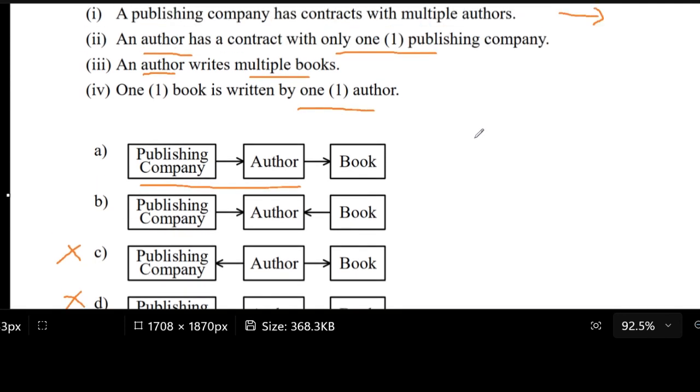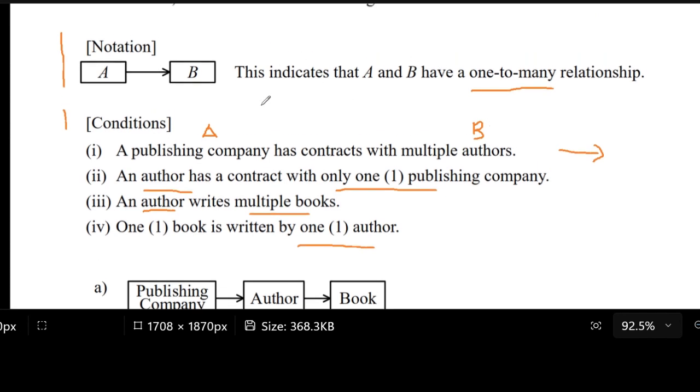Next thing we need to look into is based on the conditions. Number 2 condition saying that an author has a contract with only one publishing company. So I think this one is still okay. Publishing company, many authors, and one author to one publishing company. And again, this idea is based on the notation that we have here saying that A and B have a one-to-many relationship.